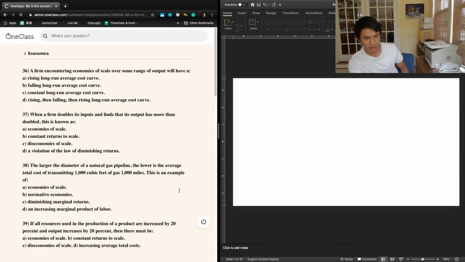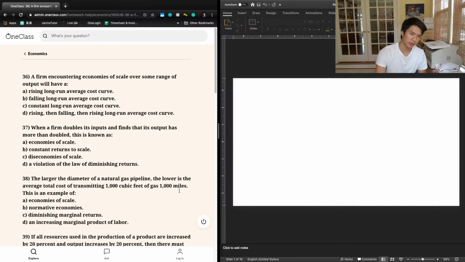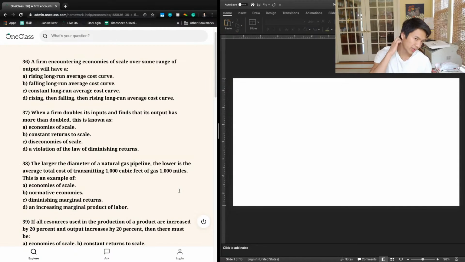Now let's take a look at another question. Okay, looks like we got a couple here. So question 36 says, a firm encountering economies of scale over some range of output will have A, a rising long-run average cost curve, B, falling long-run average cost curve, C, constant long-run average cost curve, D, rising then falling then rising long-run average cost curve.